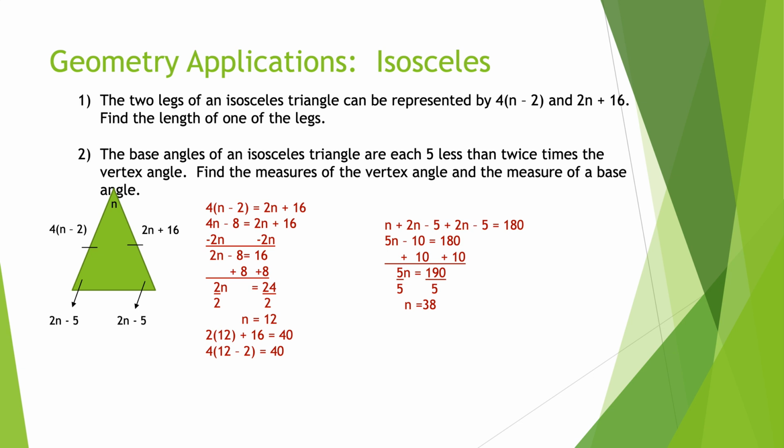Well, how do I know this is correct? Well, if I do 2 times 38 minus 5, I get 71. And then if I do a quick check, the vertex angle up top was just n, so that's 38. And then each of these would be 71. If I add them up, I get 180. So yes, I know that it is correct.